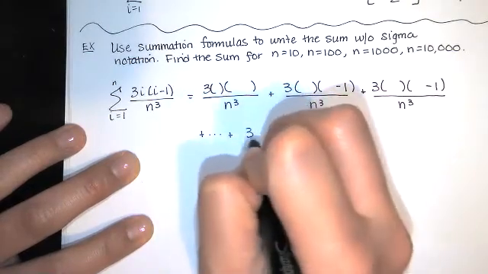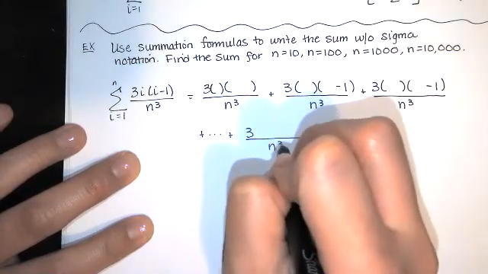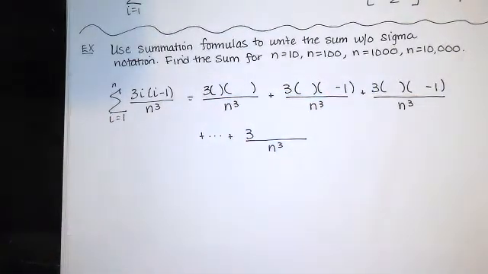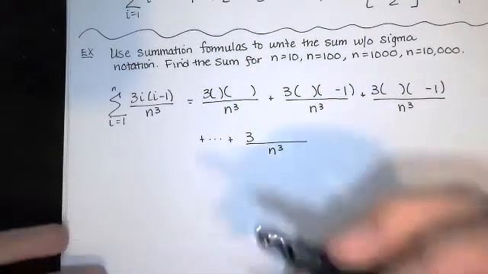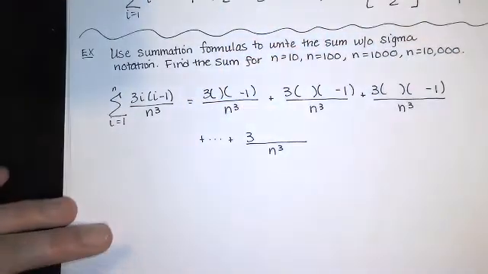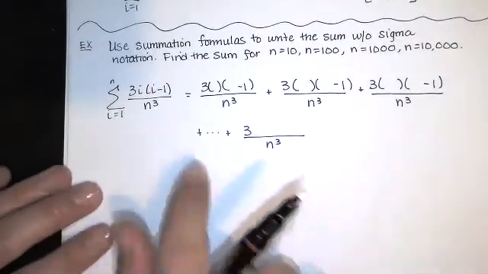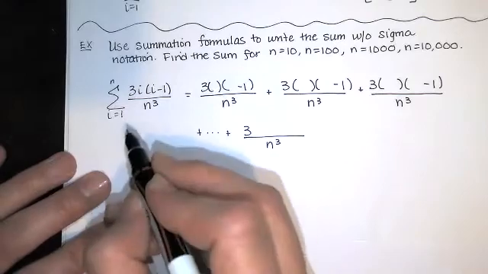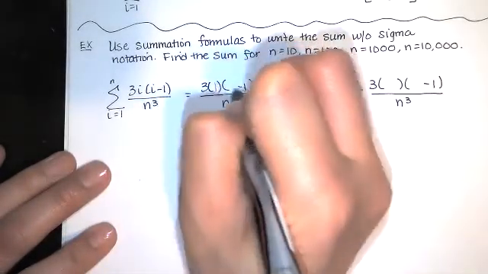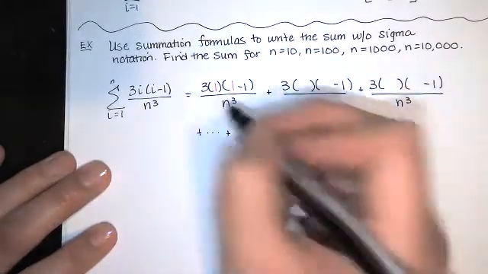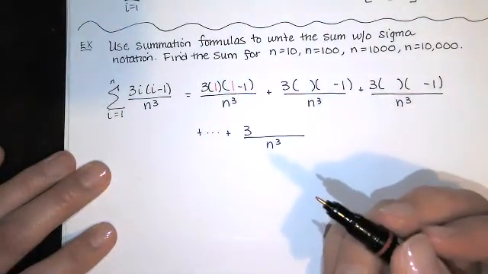And eventually you're going to stop at i equals n. You don't have to write this out this way in order to use the summation formulas, but I wanted to just remind you of what this looks like. When i equals 1, we have 3 times 1 times (1 minus 1) over n cubed. So we turn out to get 0 there.